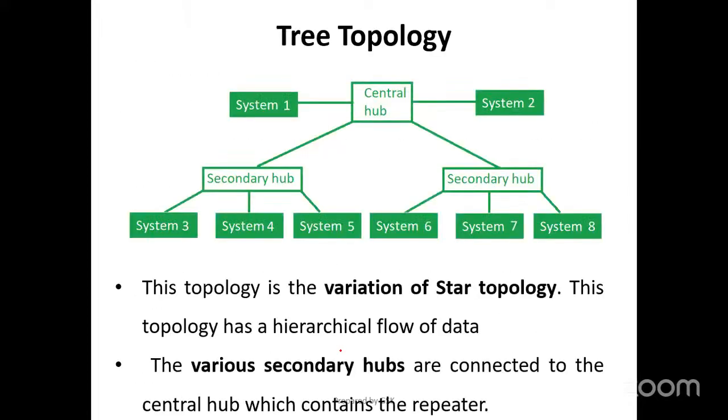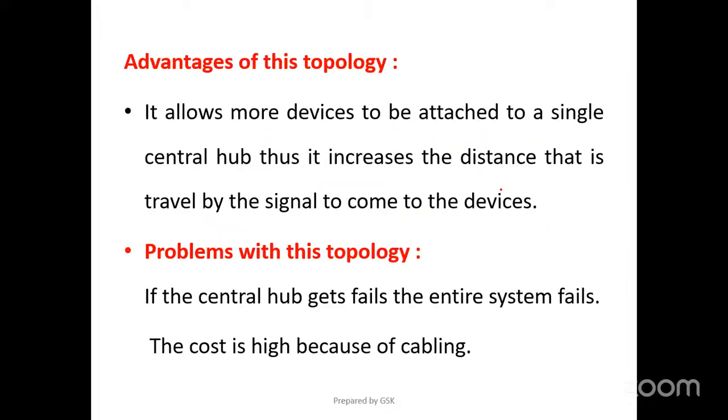Tree topology, all the systems are connected in a hierarchical manner. Here we are using two types of hubs, central hub and secondary hub. Some systems are connected to the secondary level hubs, and you maintain multiple secondary level hubs. And finally, there is a connection maintained from the secondary level hub to the central hub. So this is the structure of the tree topology.